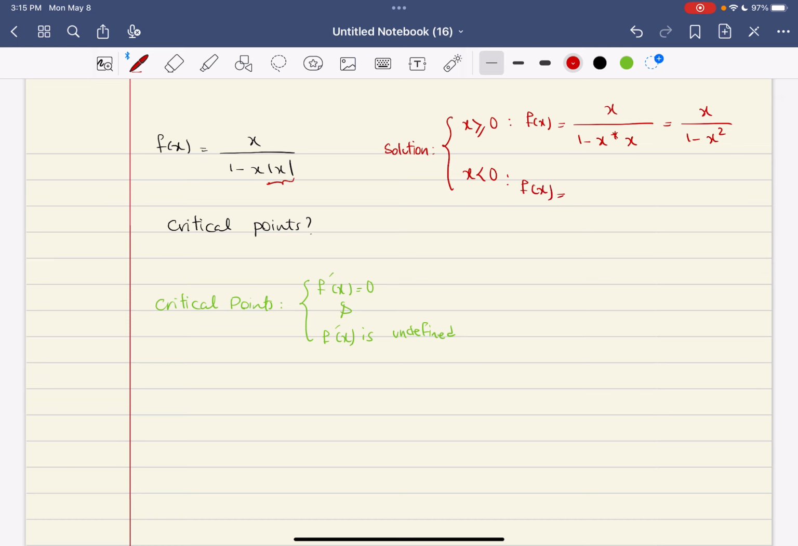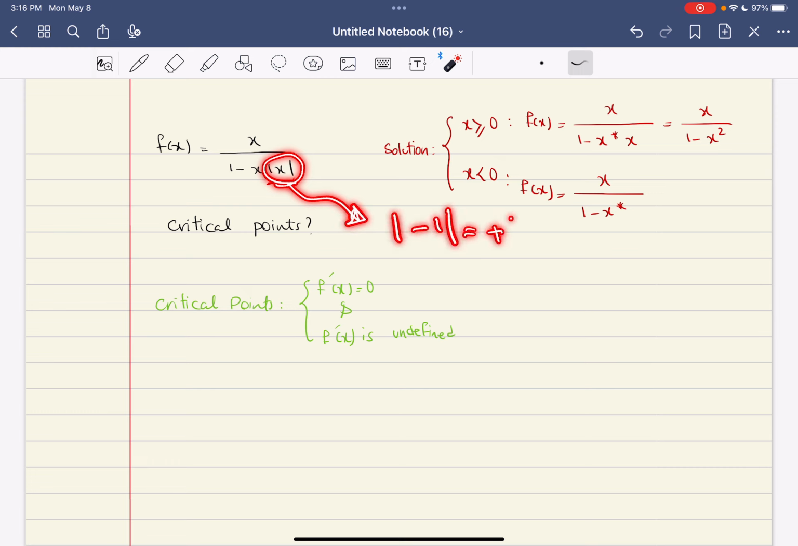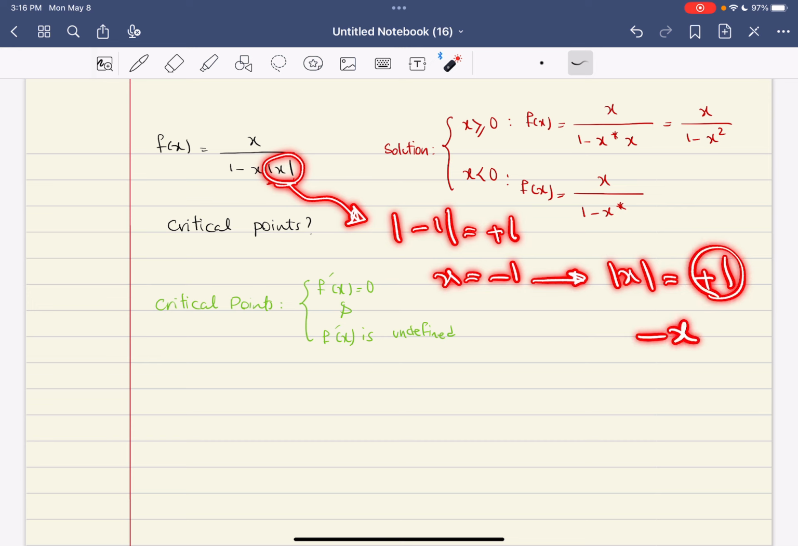Second part, x is less than 0, would be x over 1 minus x times the absolute value of a negative variable, which would be negative. You can just simply make an example for yourself and be like, okay, for example, if x is equal to negative 1, what would come out of the absolute value? The absolute value of negative 1 would be positive 1. So your x was negative 1, and what comes out of the absolute value would be positive 1. So negative x would come out of here, right?